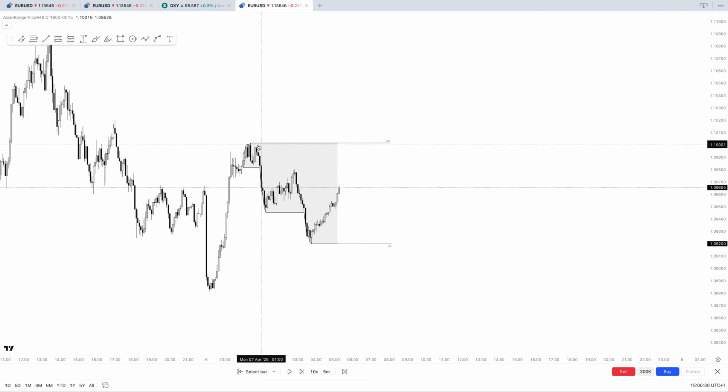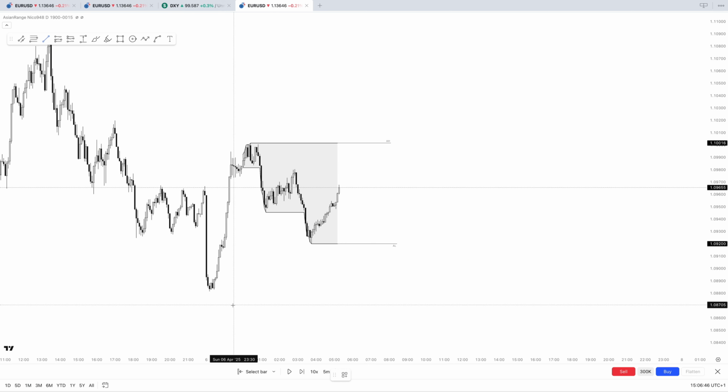The first thing we want to do is mark out our Asia high and Asia low. Anything above our Asia high is deemed as relatively expensive and areas where we can see sellers potentially stepping in. And anything below our Asia low is deemed as relatively cheap and where we can see potential buyers stepping in.